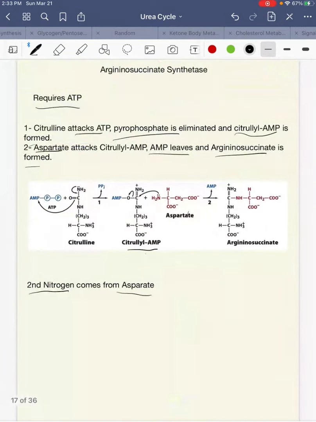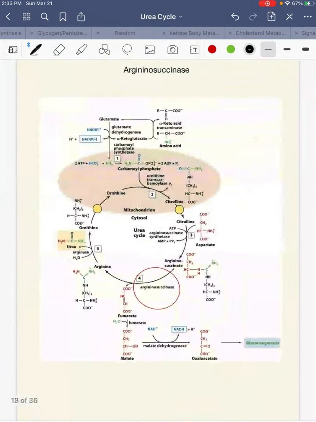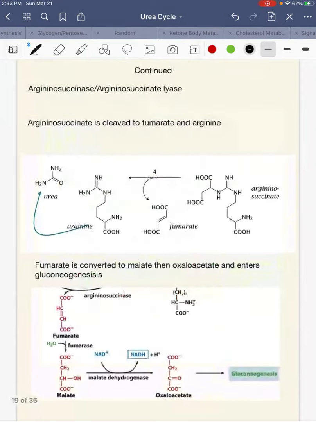Okay. So now that we made argininosuccinate, our next reaction is argininosuccinase, or another name for it is argininosuccinate lyase. Basically, this reaction takes argininosuccinate over here, we'll cleave it, and then we'll get fumarate, and then we'll get arginine. Okay, and then arginine is eventually converted to urea. Okay, fumarate. Remember fumarate. So this is an intermediate in TCA. So it can be converted to malate and then oxaloacetate and then enters gluconeogenesis.